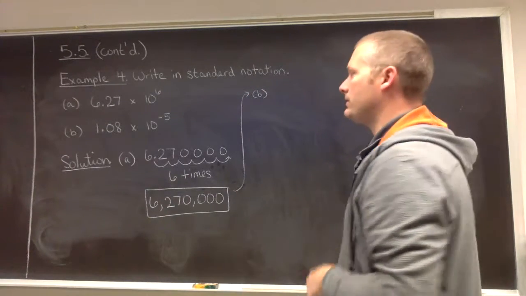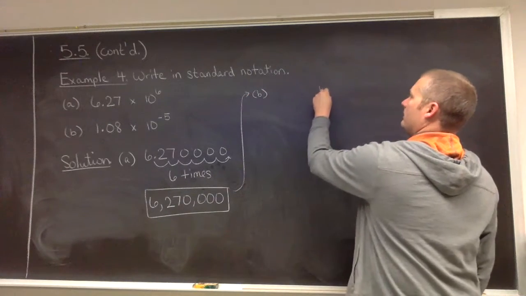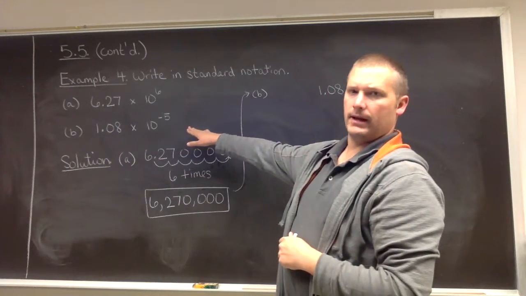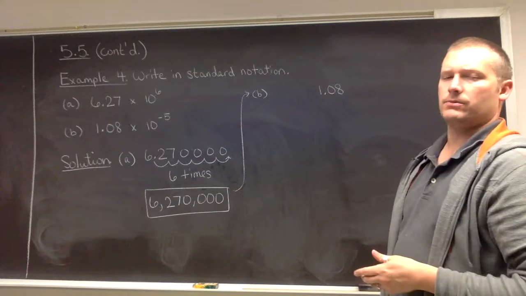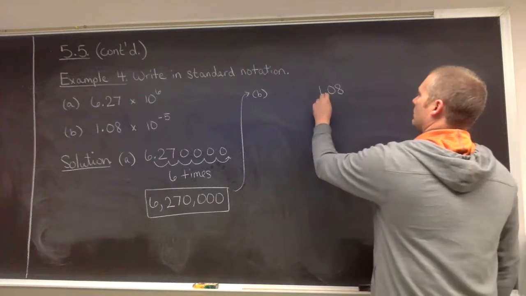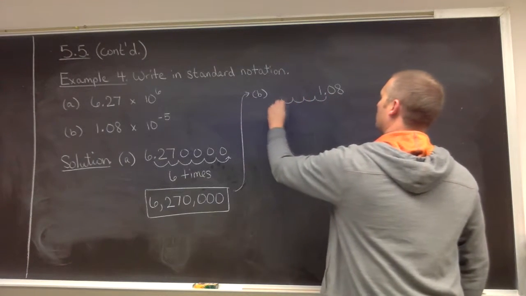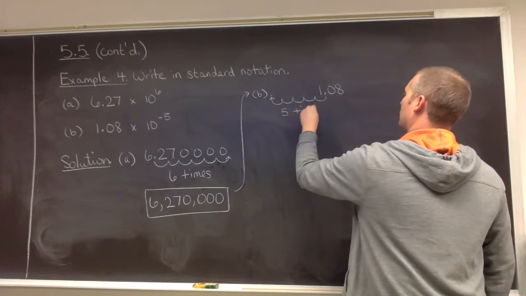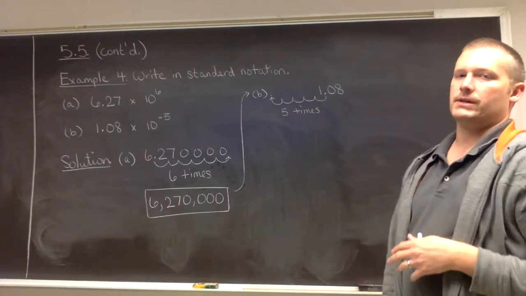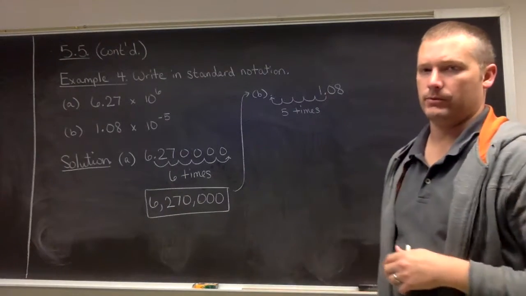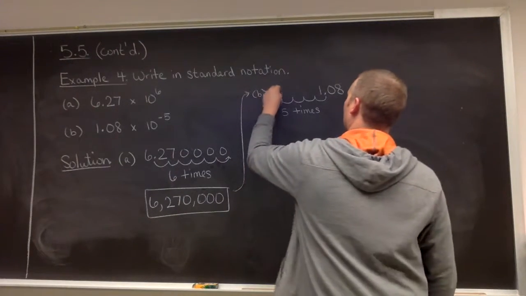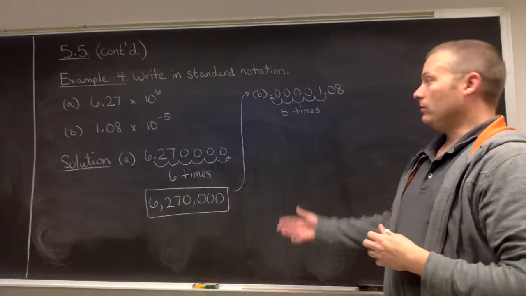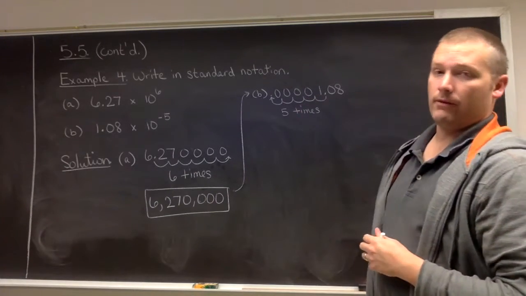In B, let's do the same thing with 1.08. So since we're multiplying by 10 to the negative 5th, we're going to move the decimal left 5 times. And of course, since I have all these blank spaces, I'm going to fill them in with zeros. So it looks like I have 4 zeros in front of 108.